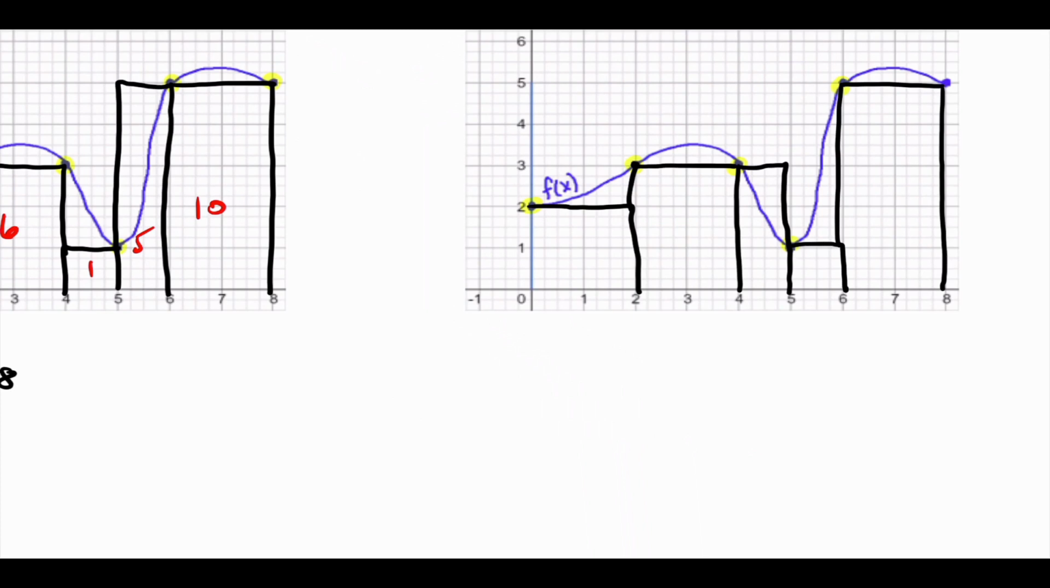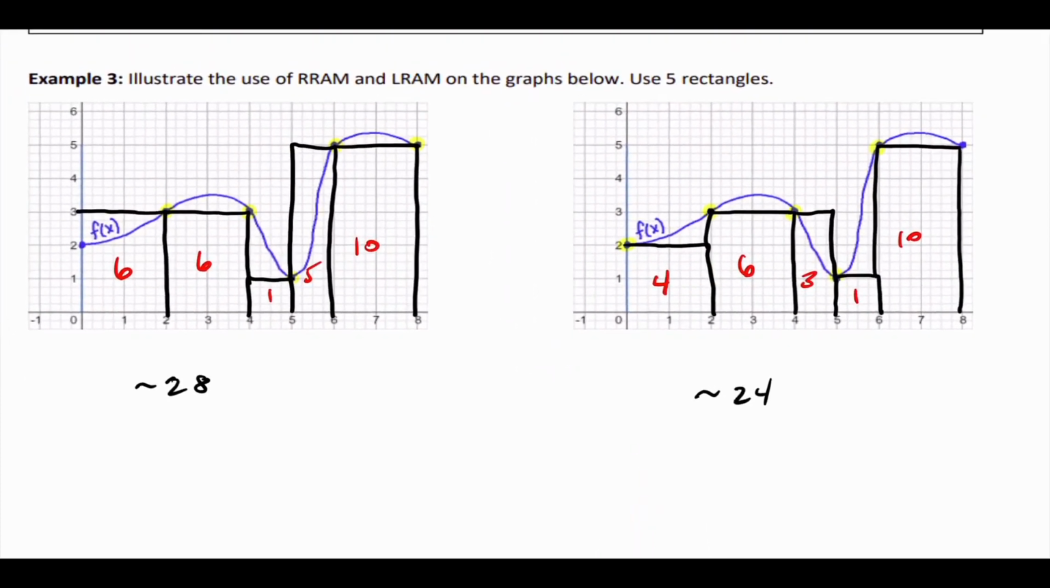Okay? All right, so here we go. Let's see. This one's a 2 by 2. This one's a 2 by 3. This one's a 1 by 3. This is a 1 by 1. And this is a 2 by 5. 10, 24. So it's the same area, slightly different answers because it's a different approximation method.